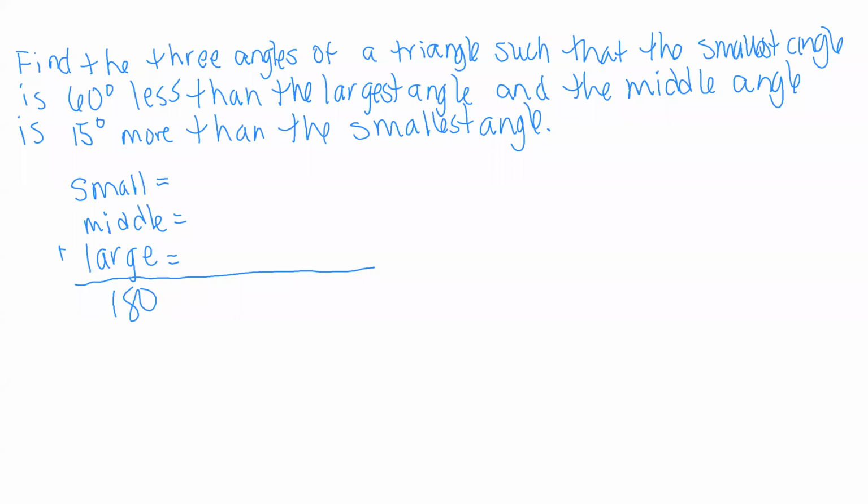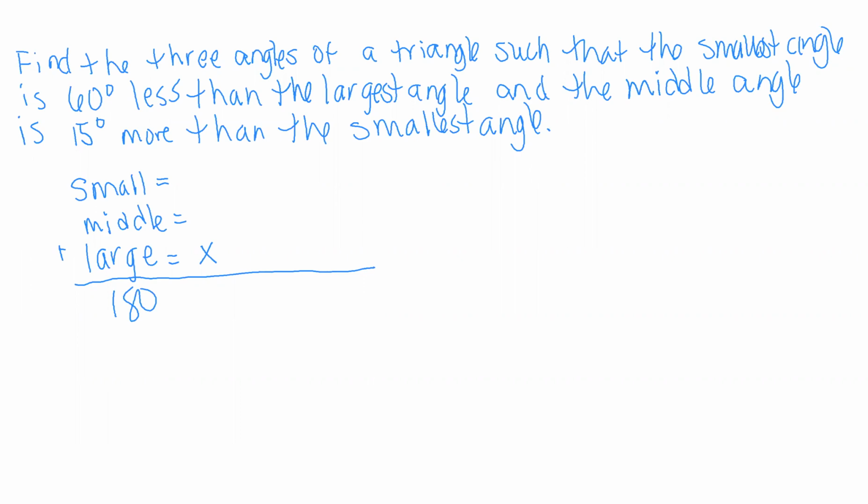All right. So the smallest angle we know is 60 degrees less than the largest angle. That means the smallest angle is not going to be our variable. We also know that the middle angle is 15 more than the smallest. We've got a hint about the middle angle. It's not going to be the variable. The one that we don't really have any information about, we're going to call it x, which is the largest angle.